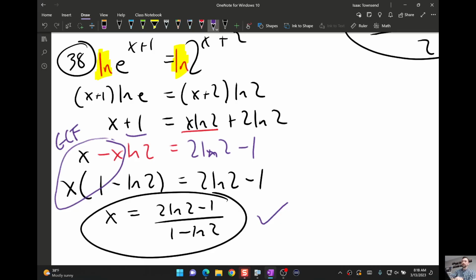Will we have calculators on this next test? Probably not. It would be nice for the checking part, but short of that, it doesn't do much for you anyway.